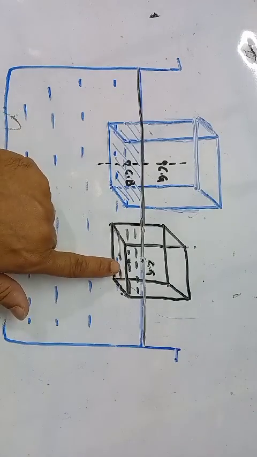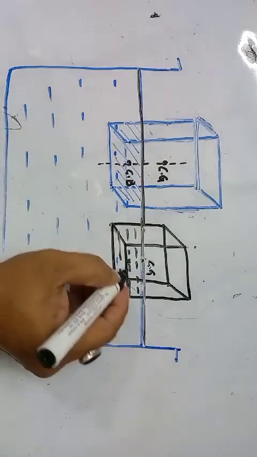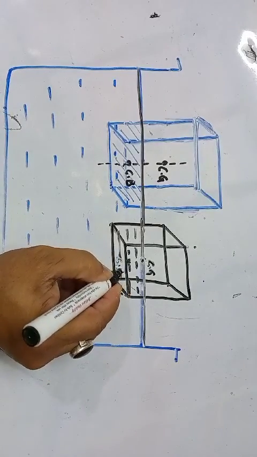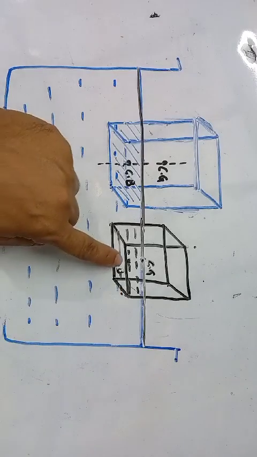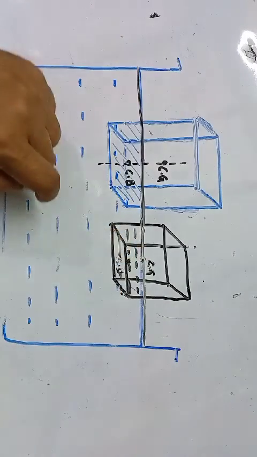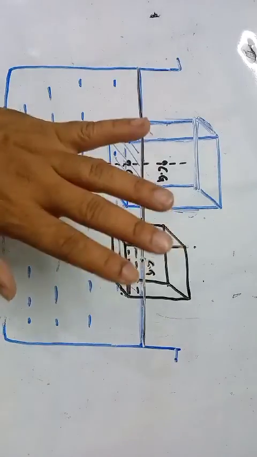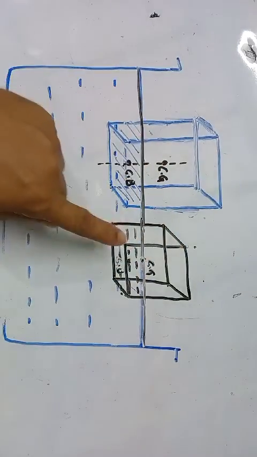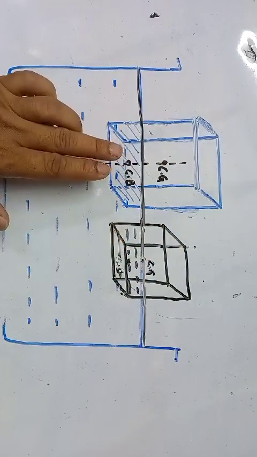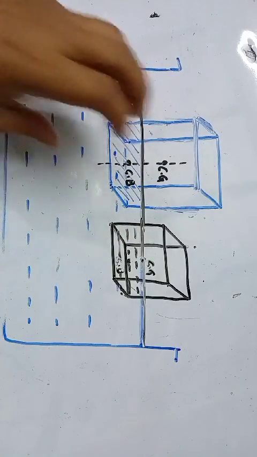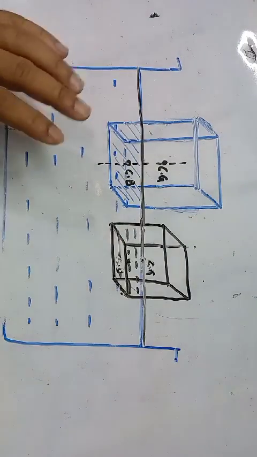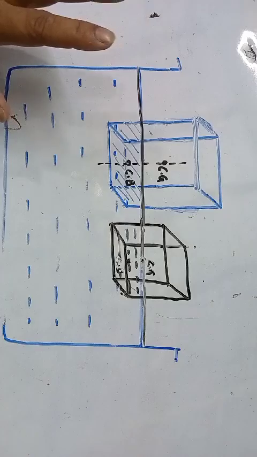So in this diagram also you can see that the center of buoyancy, if I write that as C.B., and the center of gravity are lying in the same straight line, but they are at different points. As long as you have partially immersed bodies, the center of gravity and center of buoyancy will never be at the same point.